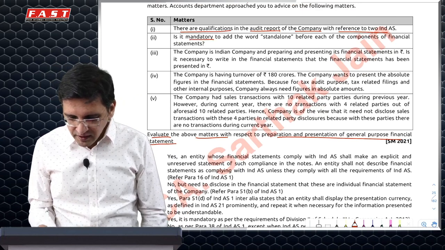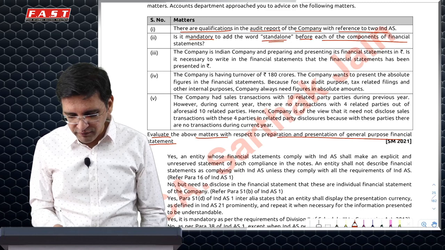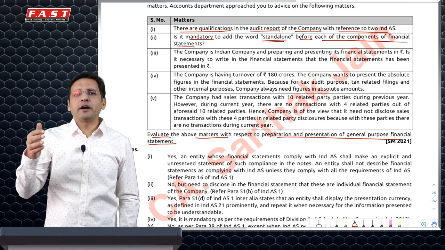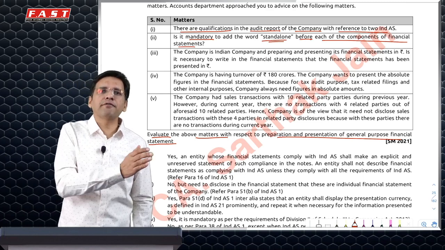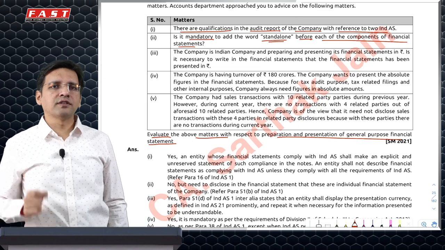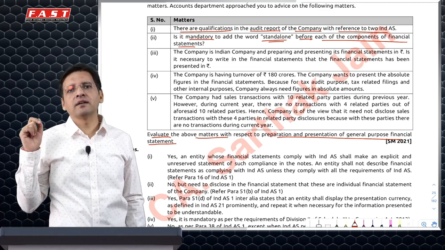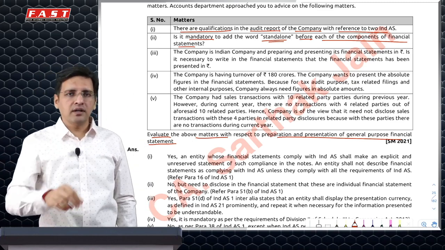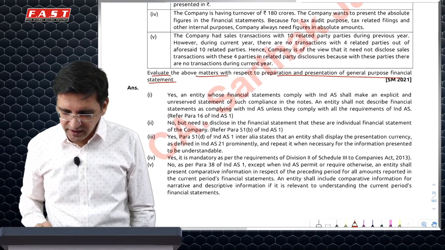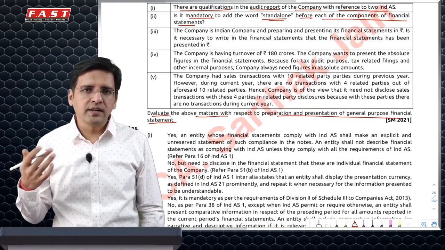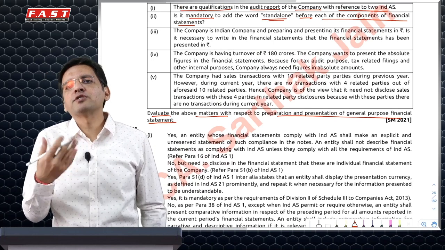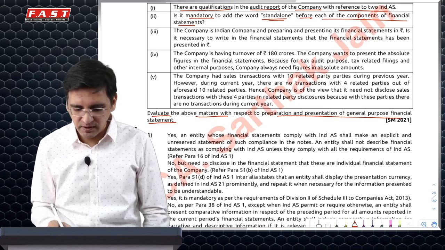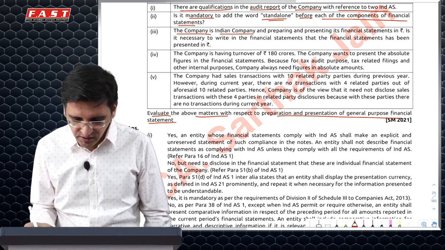Is it mandatory to add standalone before each component of financial statements? I would say it is not mandatory, but yes, financial statements which are separate/standalone should be identified separately from consolidated. Standalone is a word which is given in the Companies Act, that you have to prepare two financial statements, standalone and consolidated, and that is why we use the term standalone. Otherwise, Ind AS requires it to be denominated as a separate financial statement. So we'll say not mandatory, but you have to identify what is consolidated and what is separate.